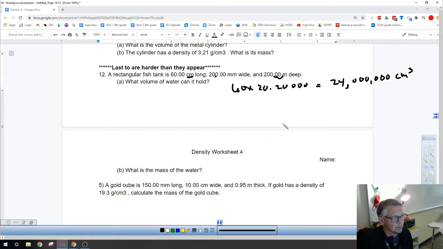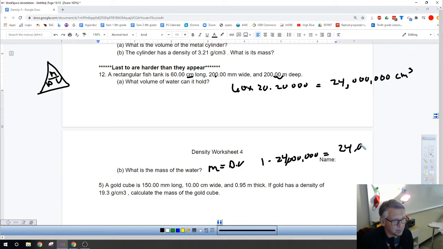What is the mass of the water? Density is equal to mass divided by volume. Mass is equal to density times volume. Our density is 1 times our volume of 24,000,000 equals 24,000,000. And that is going to be in grams.